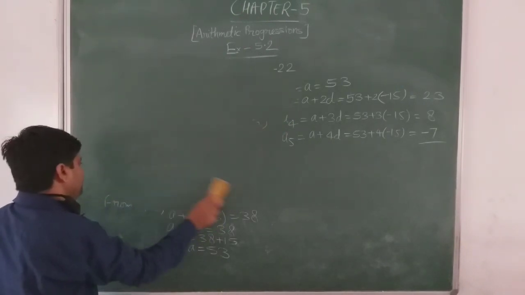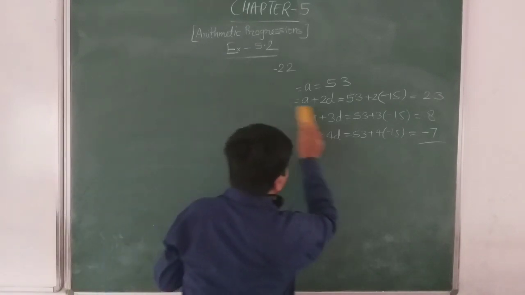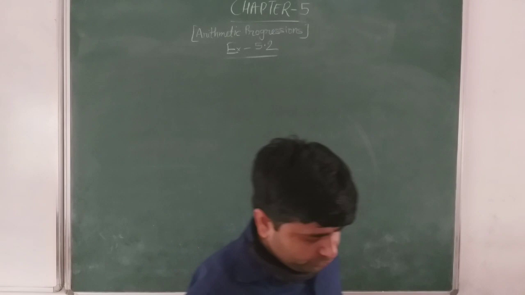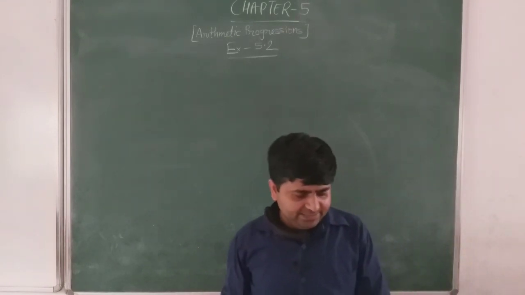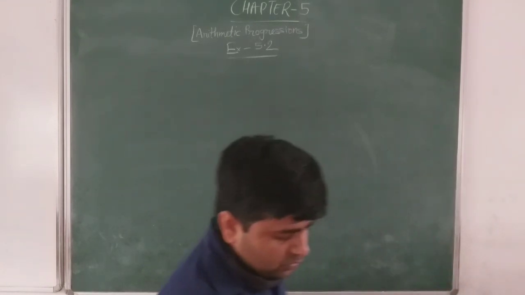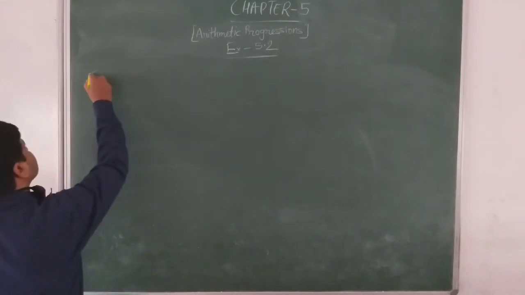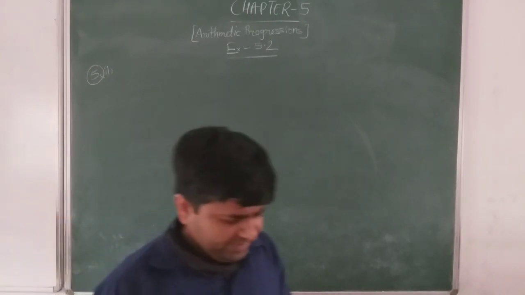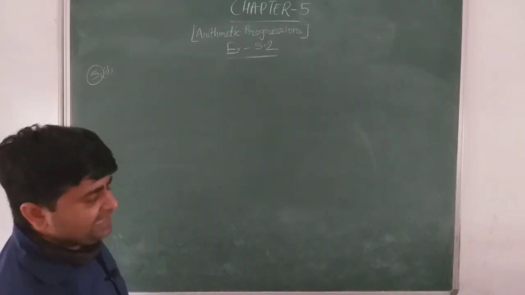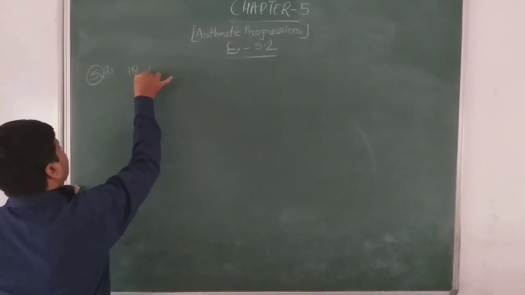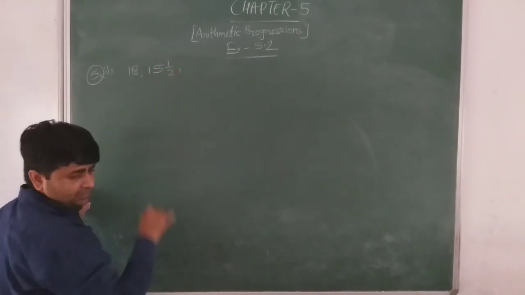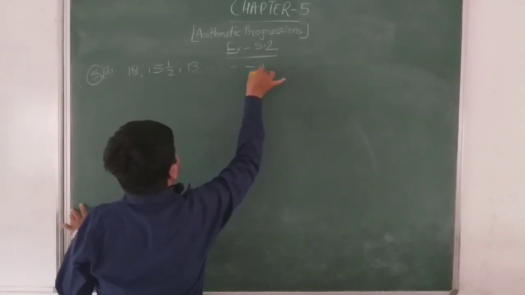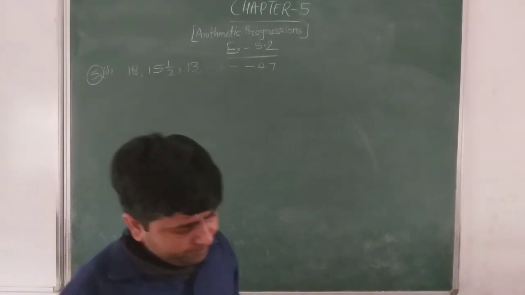Question number 4 and 5 both are same. In fourth and fifth questions, which term of AP, same hai aur next question mein bhi same hai. So in these two questions we are doing question number 5 and second part, which is little bit difficult. Fraction is there. So series is 18, 15 and half. Next term is 13. Last term is -47.